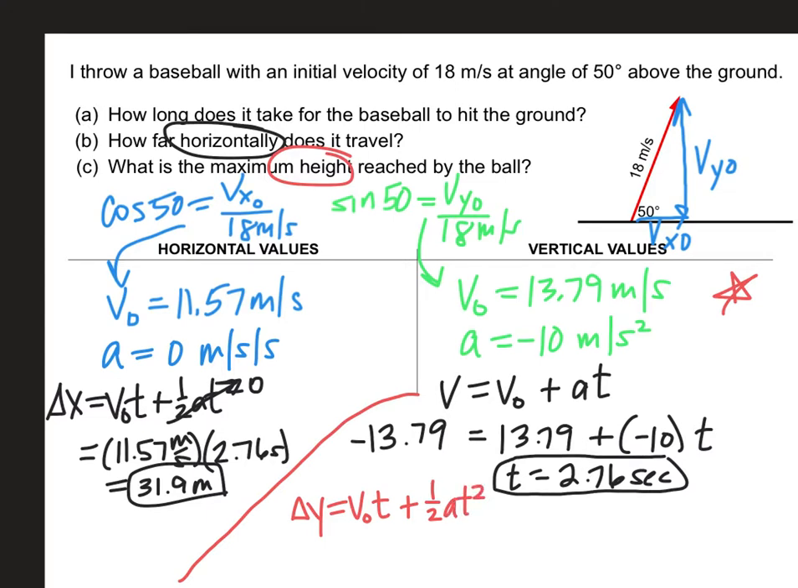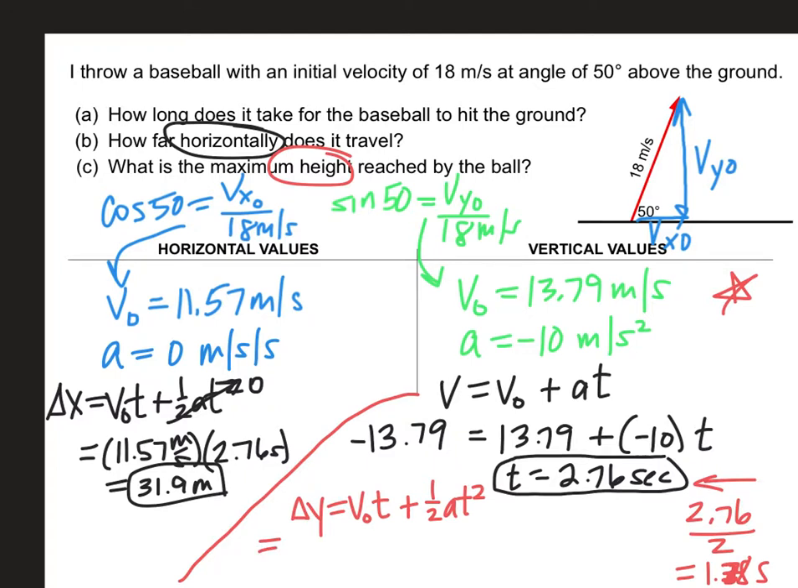Okay, so what do I got to think about? Well, I'm only going halfway through the motion. The maximum height does not happen at this time. It happens halfway through that time. So I would want to take 2.76 and divide it by 2. That gives me the time just to the peak, 1.38 seconds. That's a 3. It does not look like a 3 at all. All right, so that's what I'm going to plug into my equation to find that vertical height.